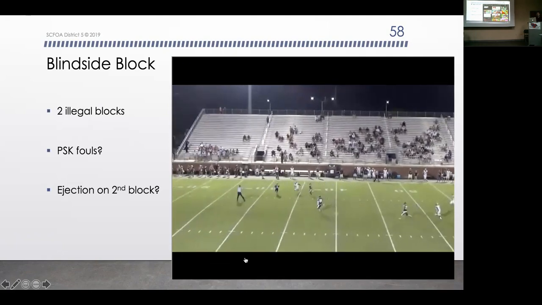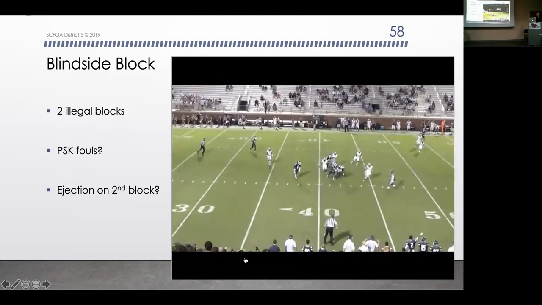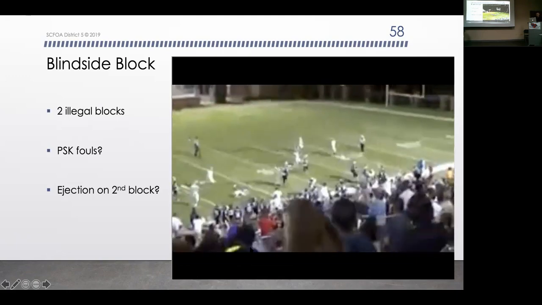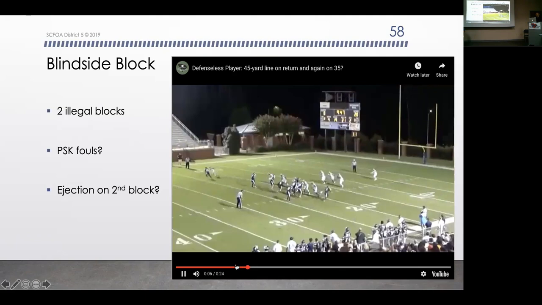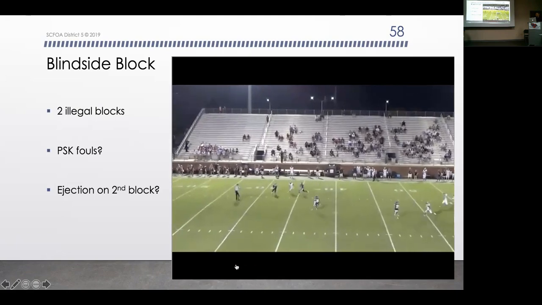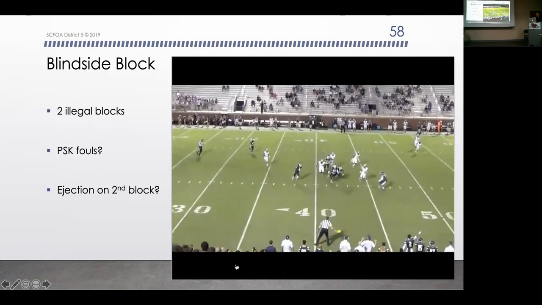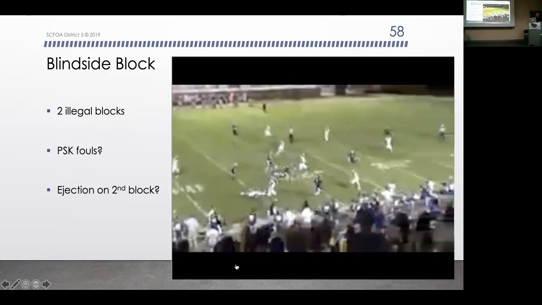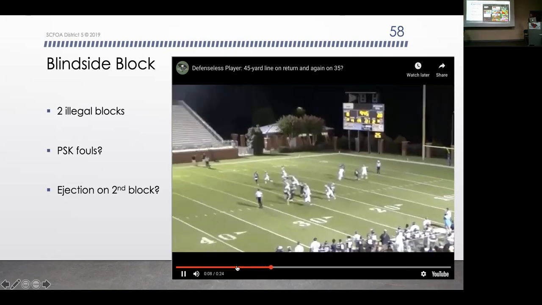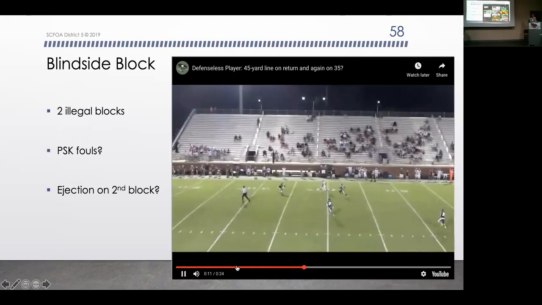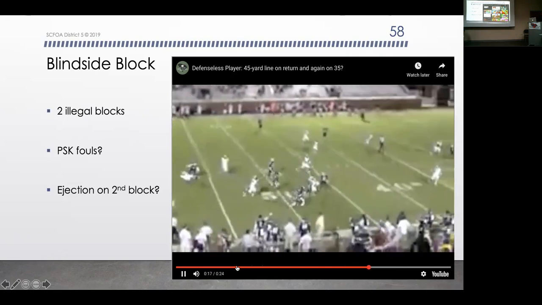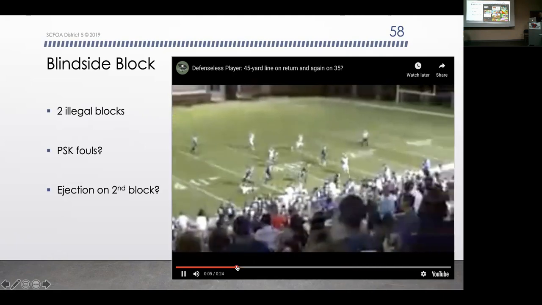We're going to ignore the first flag. That's not a blocking back, based on what we talked about earlier. So, are those PSK fouls? No. That second block, what discussion do you need to have as a crew on that second block? Is that an ejectable offense?